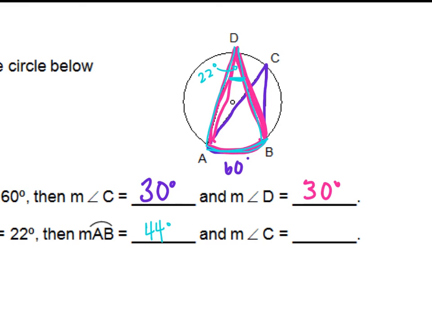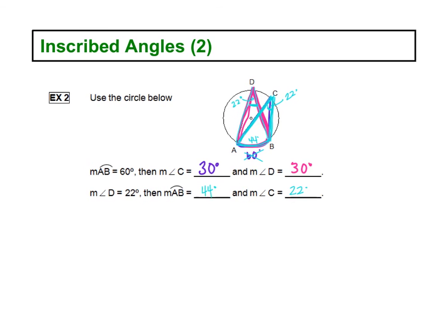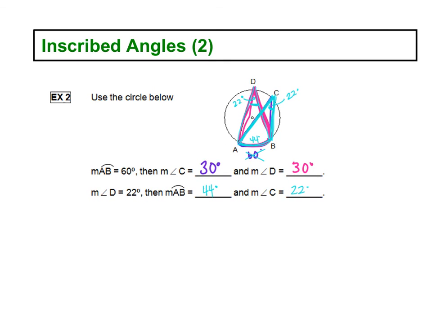Same thing here, so I'm going to get rid of that 60, because now we're saying our arc is 44 degrees. Then what's the measure of angle C? Hopefully you're paying attention, because this is getting really messy looking. If the arc is 44 degrees, then the angle is half that measure, and half of 44 is 22 degrees. So that's just some basic practice on using inscribed angles with the intercepted arcs.